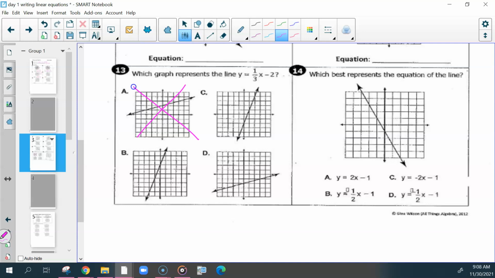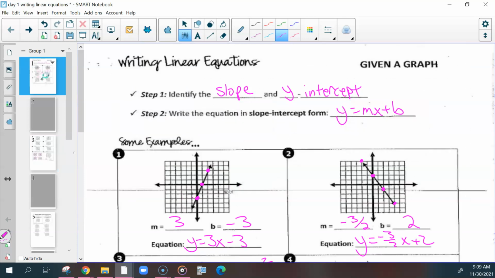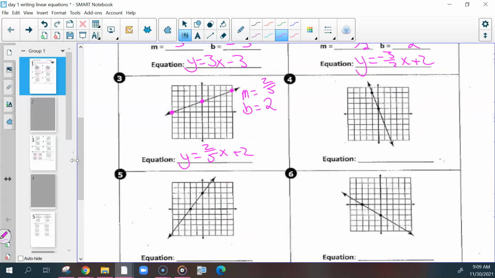Is that the only one? It's also not B. B does not have a slope of 1/3. It has a slope of 3. So D would be our answer. We can double check. It has a y-intercept of negative 2. And if I go up 1 to the right 3, or down 1 to the left 3, I get slope points. Okay. It was 2/3? Or 2/5? 2/5. Okay.